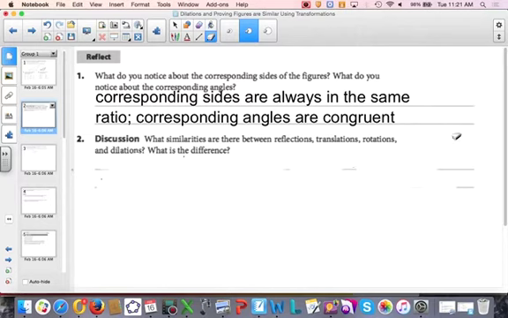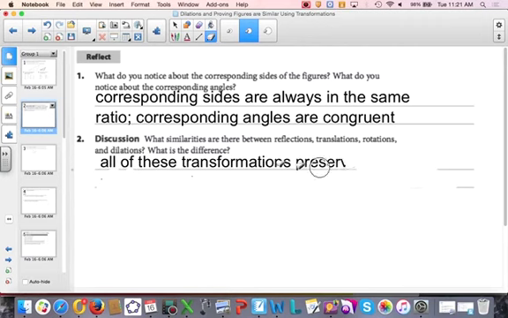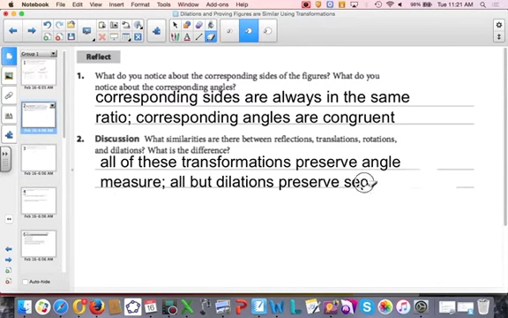And what similarities are there between reflections, translations, rotations, and dilations? All of these transformations preserve angle measure. And all of them, except for dilations, preserve segment length.